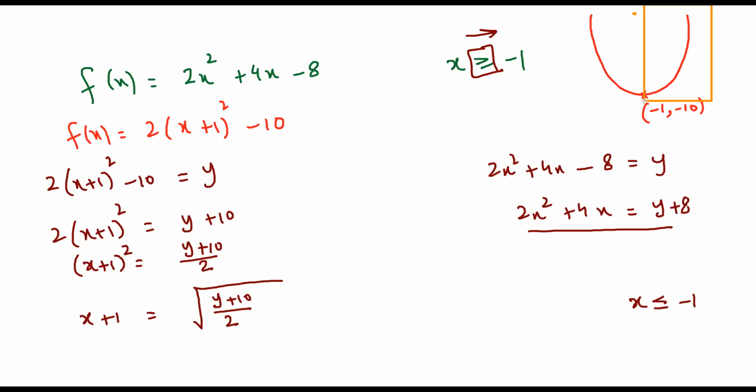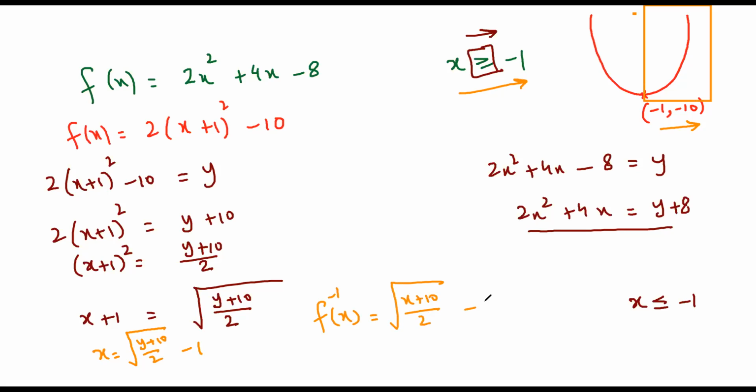So this means that we have this domain over here. This is going towards the positive side, so you will keep a positive here. And the inverse would be x is equal to the square root, let me just complete this, minus 1. And you would say that f inverse of x is going to be the square root of (x plus 10) over 2, minus 1.